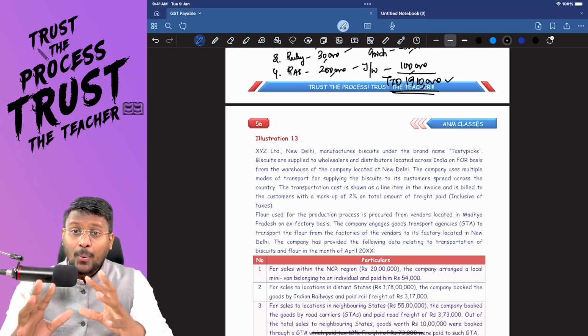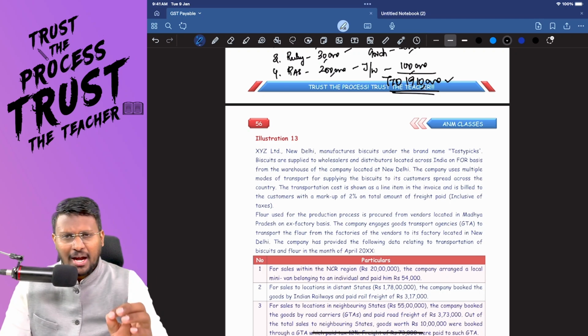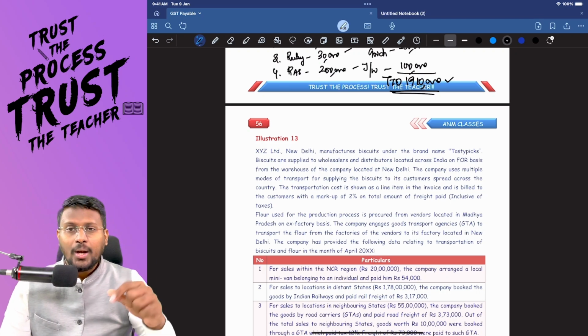Sir, revise this. Not only revise, sit and do the question. Then you will be having perfect clarity of this. We'll meet with the next set.